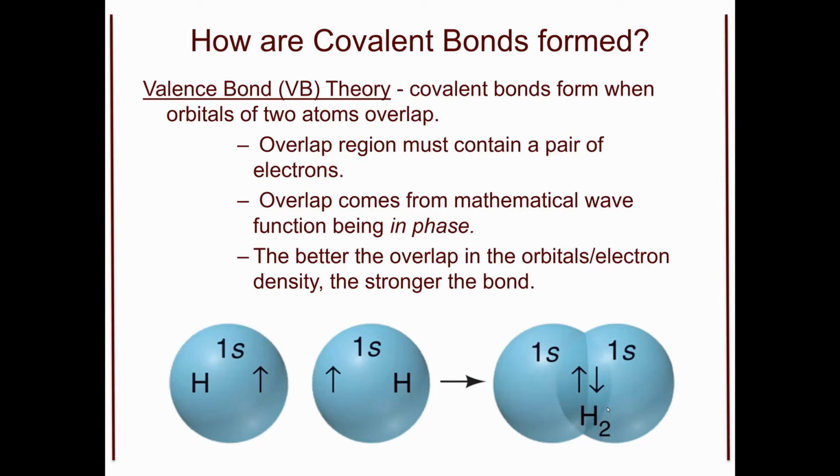The overlap comes from the mathematical wave functions being in phase. This means that we are able to add our 2 mathematical functions together and that they constructively interfere, using our ideas back when we were talking of quantum mechanics. The important part of this is that the better the overlap of our orbitals and our electron density, the stronger the bond. So as we've seen through bond strength, if we are going to get more constructive interference, we are going to get a stronger bond and a better interaction. So how can we optimize this interaction?